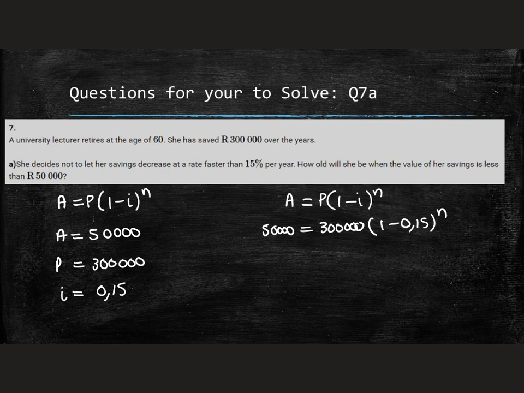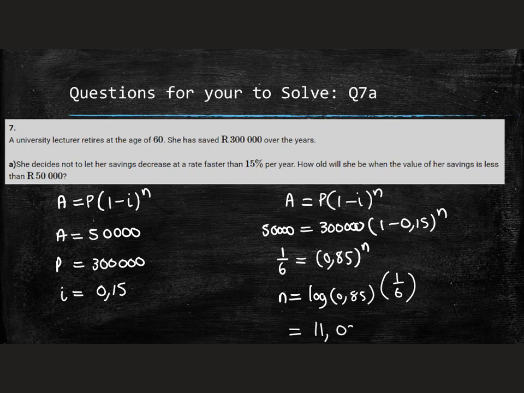Well, 50,000 divided by 300,000 is 1 over 6. And 1 minus 0.15 is 0.85. We have exponential form here. And so what we want to do is convert it to log form. n will be equal to the log of the interest rate component, 0.85, and the quotient of future divided by present. And what we find is that you get 11.024.